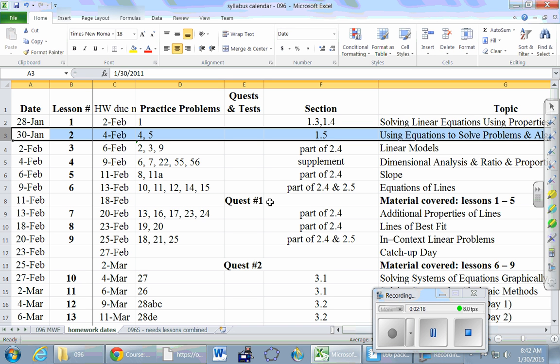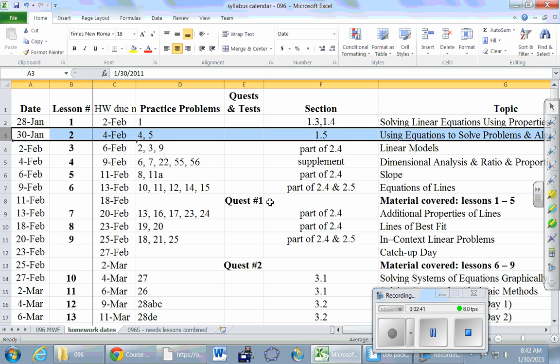All right, so this is our syllabus calendar. It lives on the very back of the syllabus that I handed out the other day. It also lives on Moodle, which would be a cleaner copy if you wanted to have it be a little bit clearer. We'll take a very quick look at this calendar at the start of every class, just so we know where we are and where we're headed and what's coming up. So today is January 30th. This is lesson number 2.